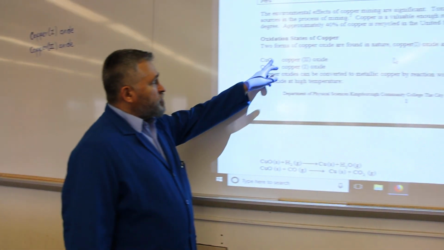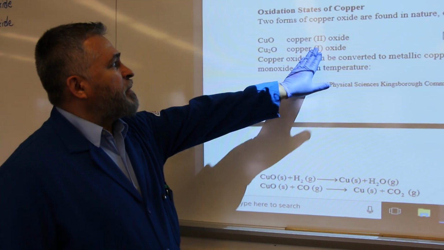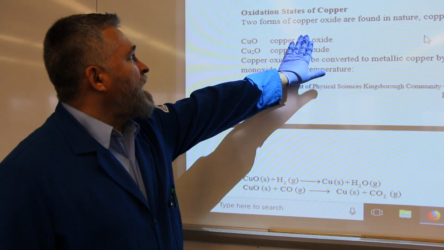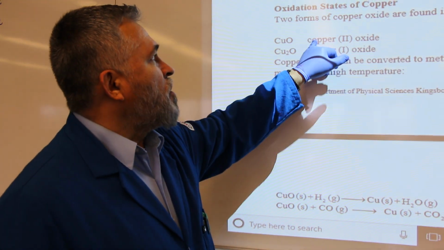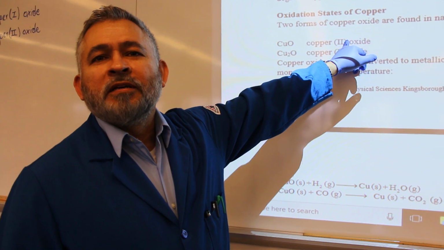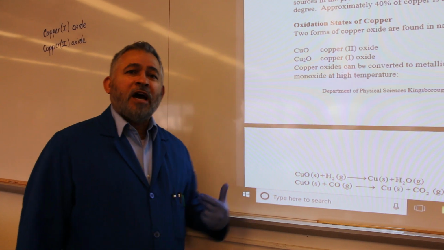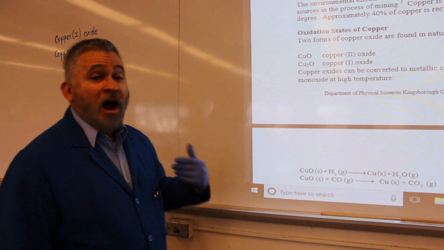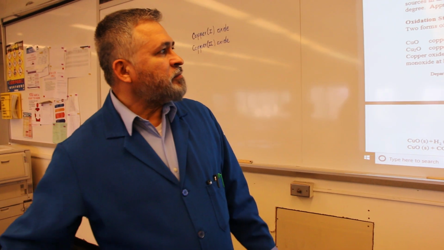So the purpose is to find the formula of a copper oxide. You may have this copper 1 oxide or copper 2 oxide. Our job is to find which one of those we have. How? Here is the way we are going to do it.